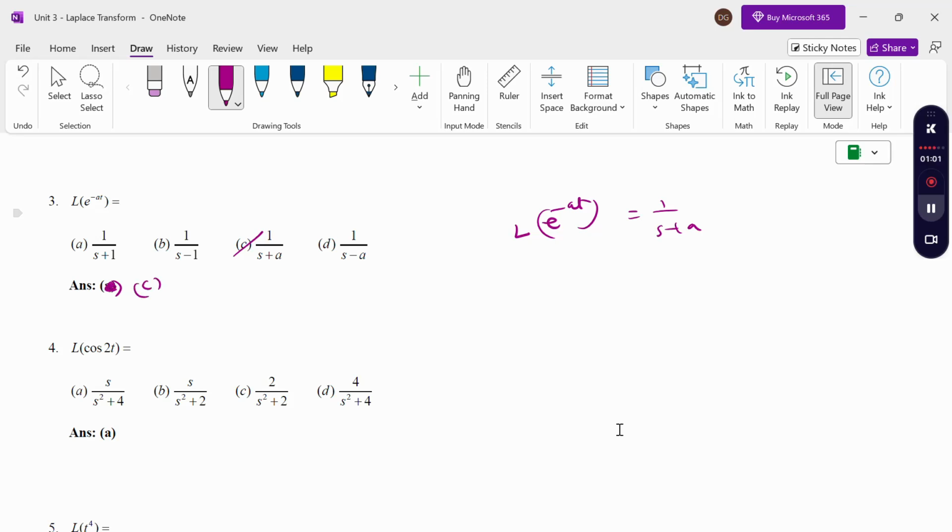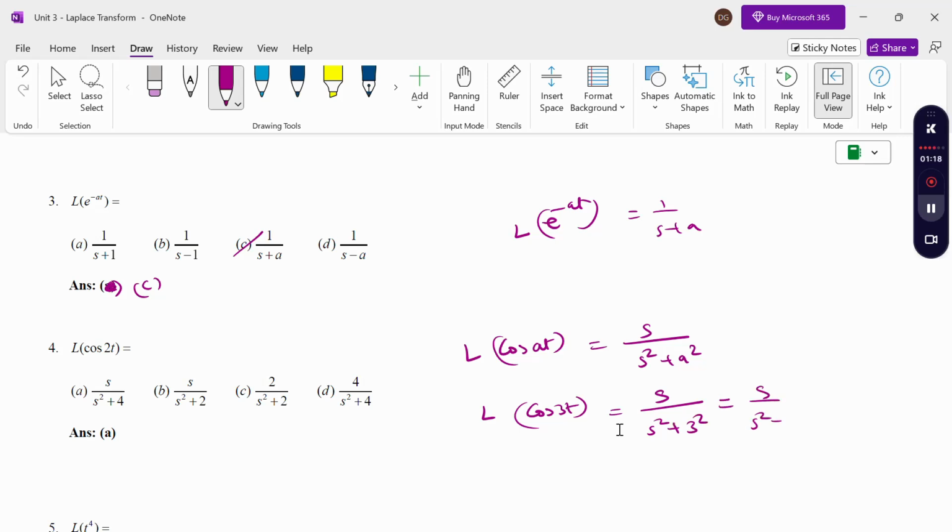Then L of cos at is S by S square plus a square. Now L of cos 2t, a value 2, so S by S square plus 2 square, that is S by S square plus 4, option A.